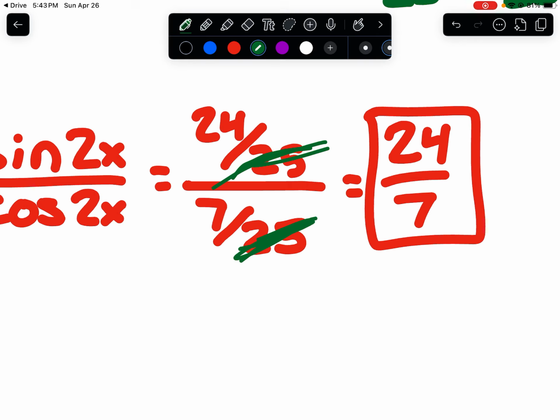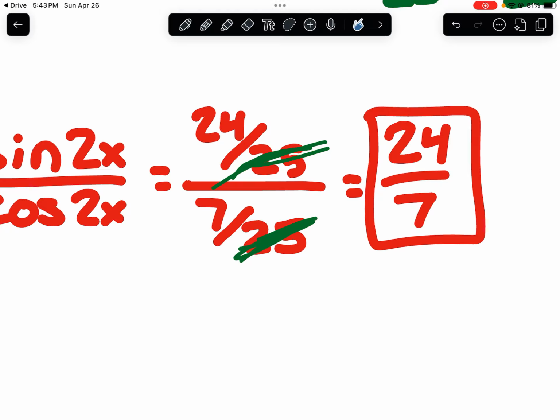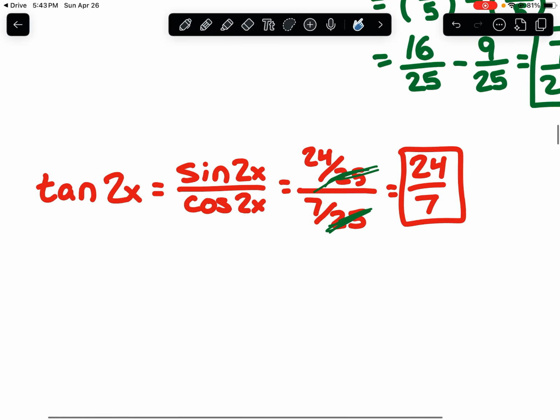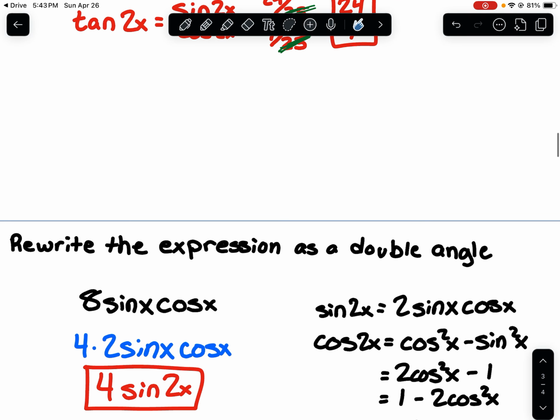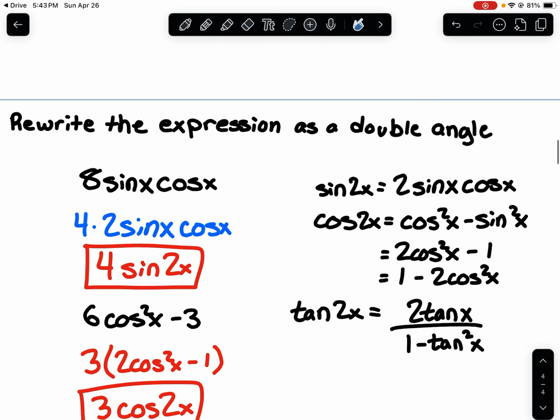And then I just end up with 24 over 7, which is maybe a little bit easier than doing the whole 2 times tangent over 1 minus tangent squared. If you wanted to use that other formula, it's not wrong. We should get the same value either way. Whatever way is easier for you or whichever way clicks more in your brain, go with it. Stick with it and do what works for you. Okay? So there's finding sine, cosine, and tangent of 2x.